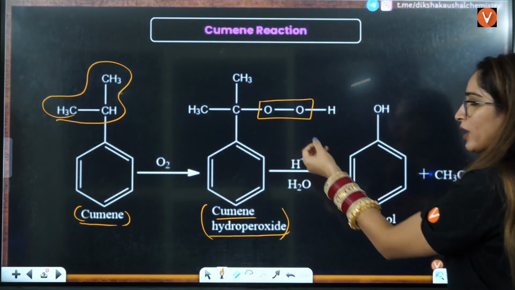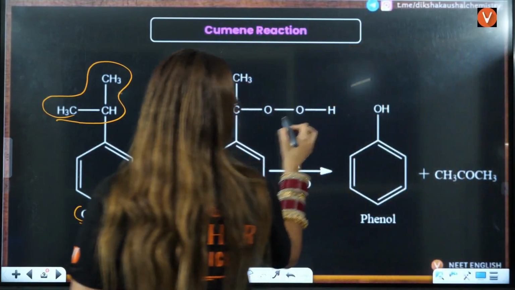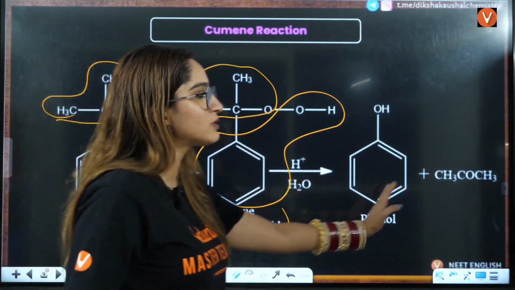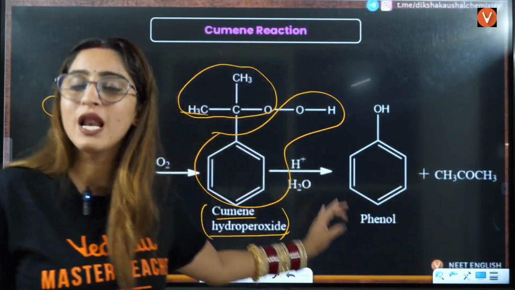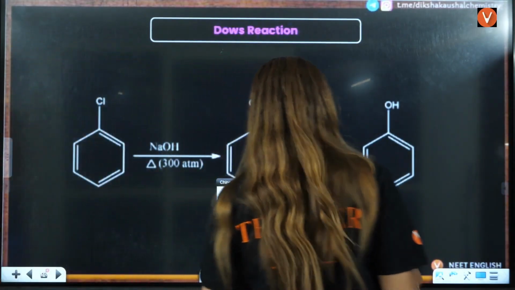Then you add water in acidic conditions here. This will be converted to phenol and acetone. So both the byproducts are important. Phenol and acetone are also very important. That is asked.